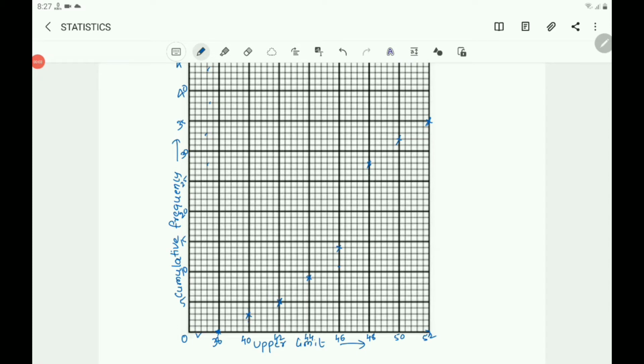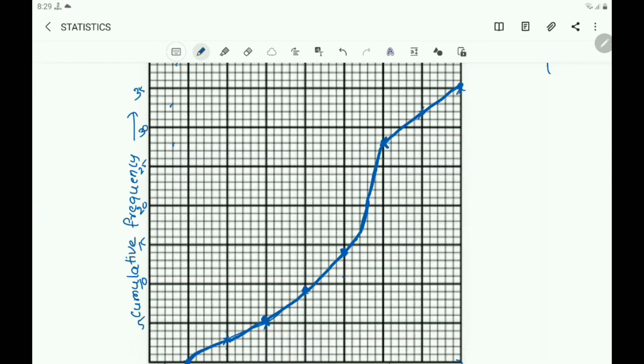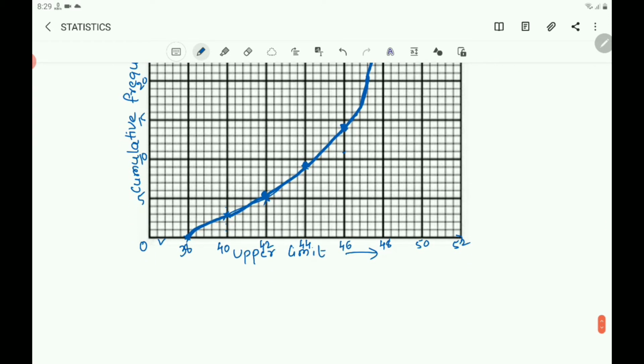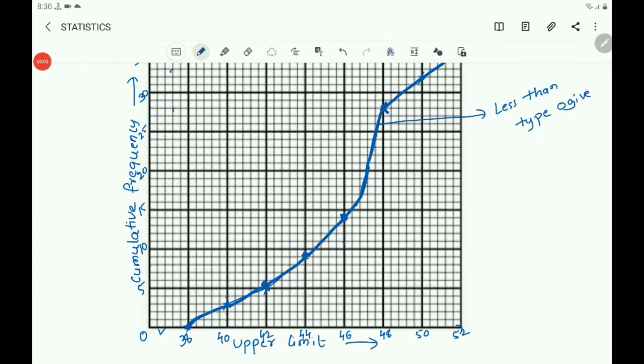Now you join the points. You will get a smooth curve here. It is a less than type ogive, right? You got the less than type ogive, and by using this ogive, we have to find out the median of the distribution, and after that we have to verify the median by using the formula.